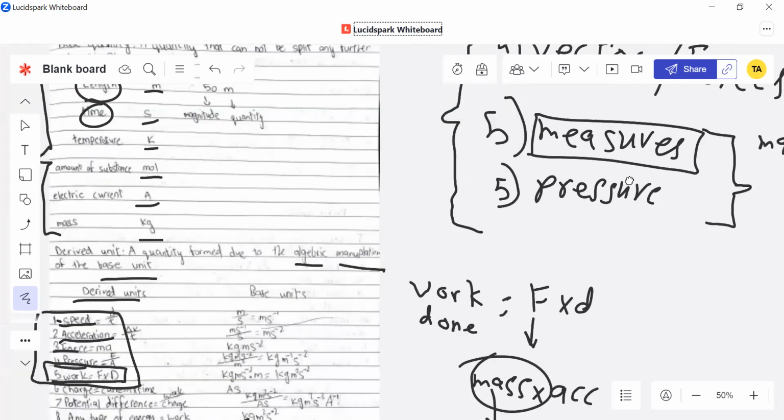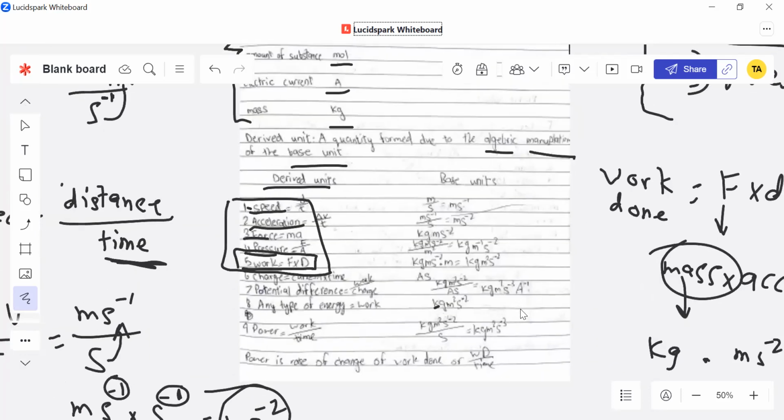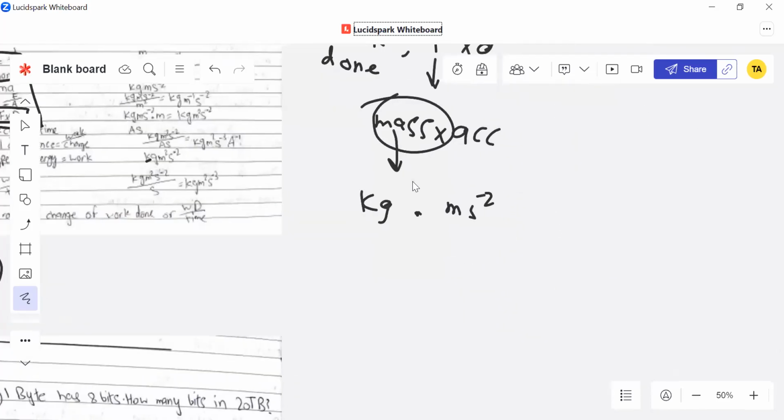Okay, so let's get back to the chapter. So yeah, I was doing work done. So work done has the formula force into distance. I know force is mass into acceleration. Mass is a base unit, so I write kg. Acceleration is not a base unit, it's a derived unit. So the questions they can ask you for this chapter is, what's a derived unit? What's a base unit? They'll give you different types of units. For example, they'll give you length, acceleration, charge, and they'll tell you, hey, what's a base unit and what's a derived unit? So you have to answer that.